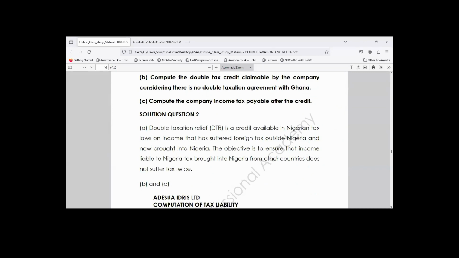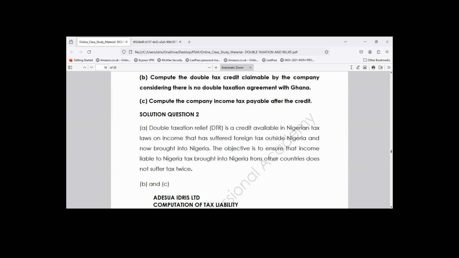So the A part of the question. We should compute the double taxation relief. What is double taxation relief? Double taxation relief is a credit available in Nigeria tax law on income that has suffered foreign tax outside Nigeria and is now brought into Nigeria. The objective is to ensure that the income liable to Nigeria tax brought into Nigeria from other countries does not suffer tax twice.